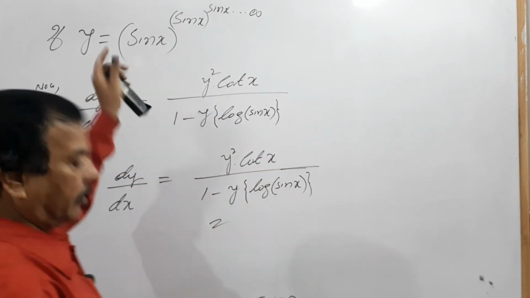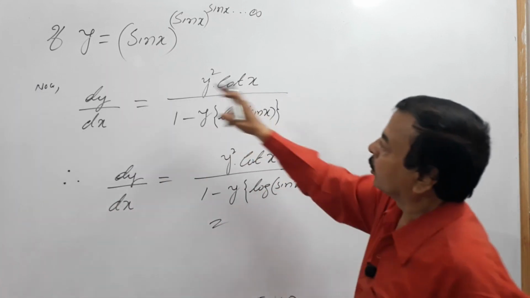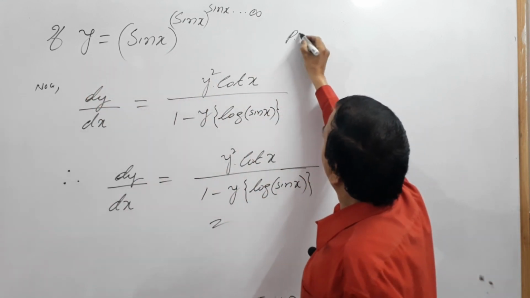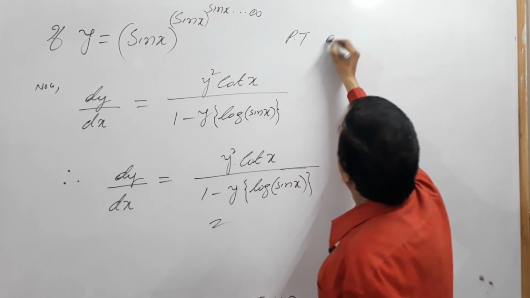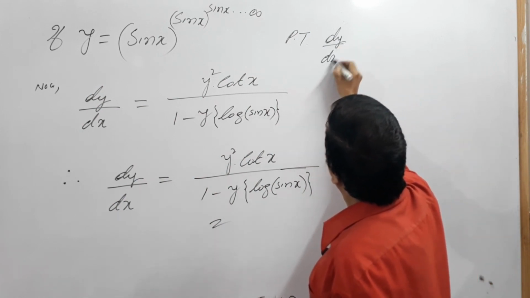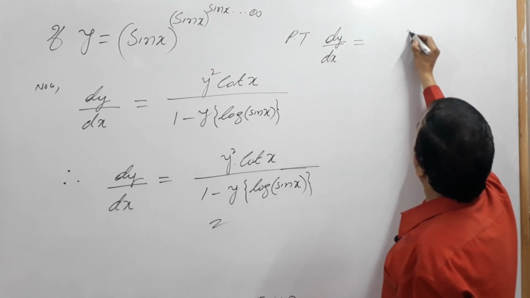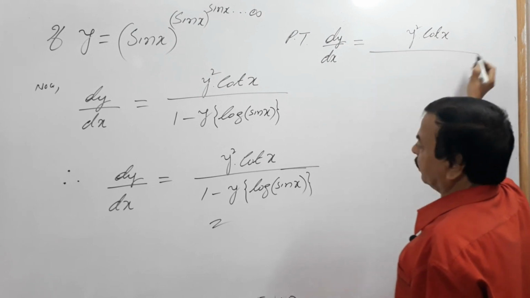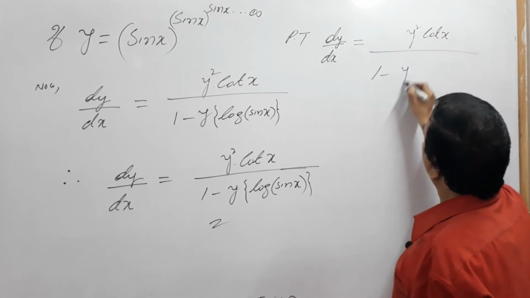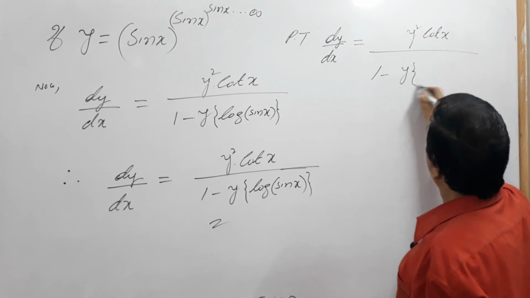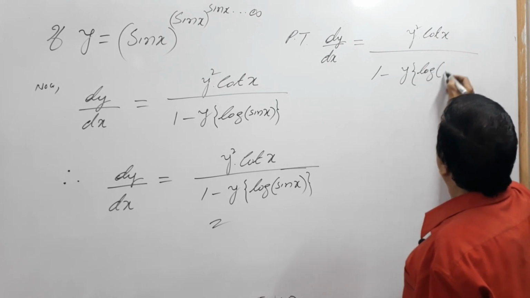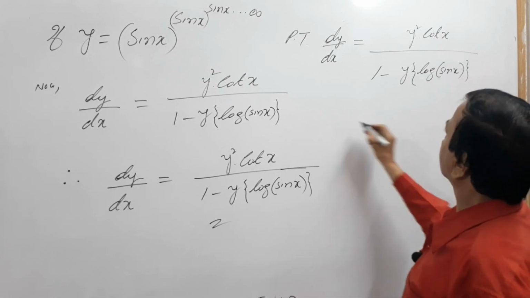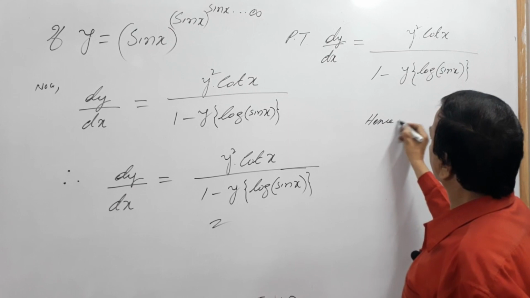So dear student, let us include this. If y equals so and so, prove that dy by dx equals y square into cot x divided by 1 minus y into log sin x. Hence proved.